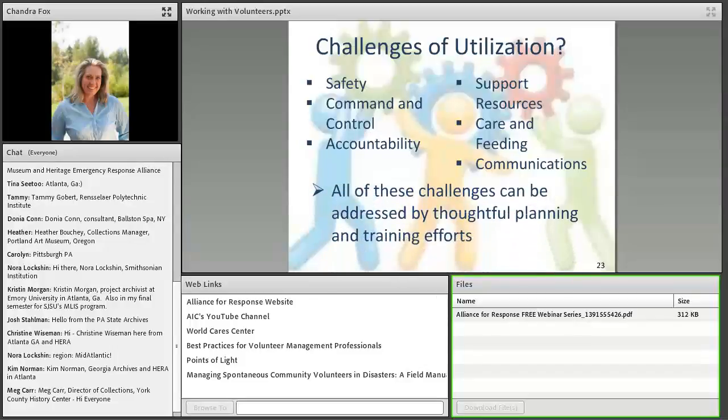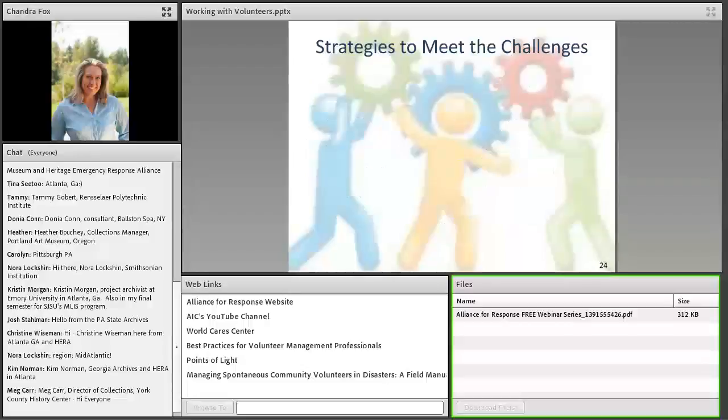Now, all of these challenges can be addressed in a very positive way by thoughtful, and I emphasize thoughtful here, thoughtful planning and training efforts. Some of the strategies to meet these challenges include addressing safety. As I said, safety is probably the biggest challenge because there are so many different aspects and things which impact the safety of a person in a post-disaster response environment.